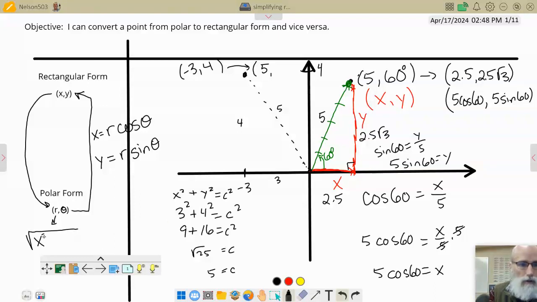So we go x squared plus y squared. I'm showing you this because I want it to make sense. I don't want you to memorize something. I'm just going to blindly take the x and square it and take the y and square it, add them together, take the square root. That's going to give me the r, right?